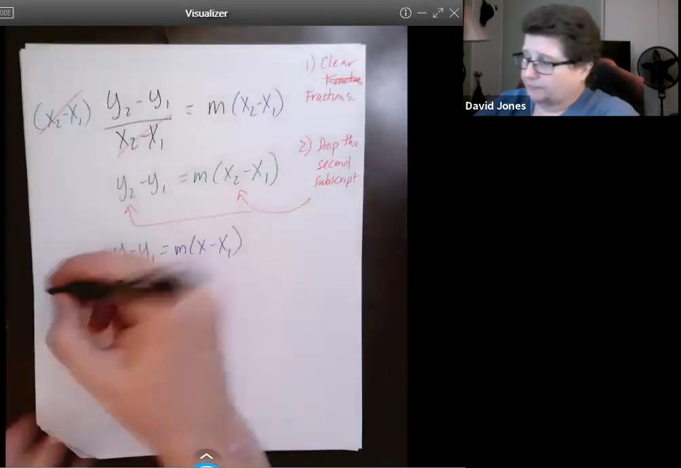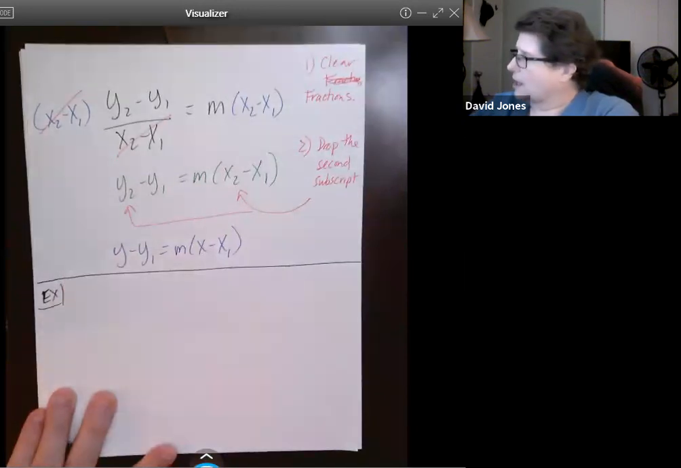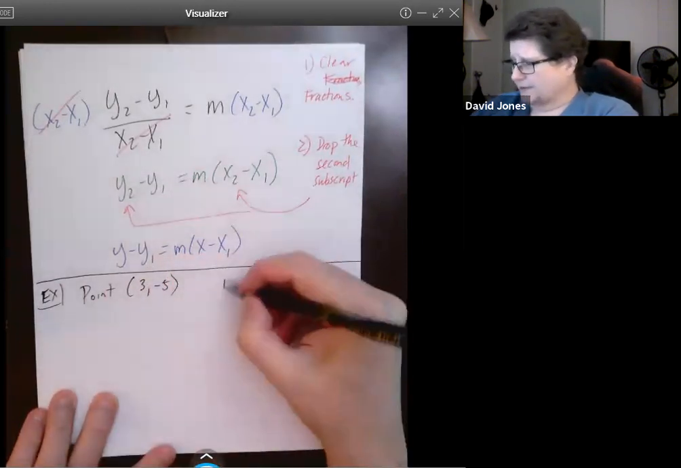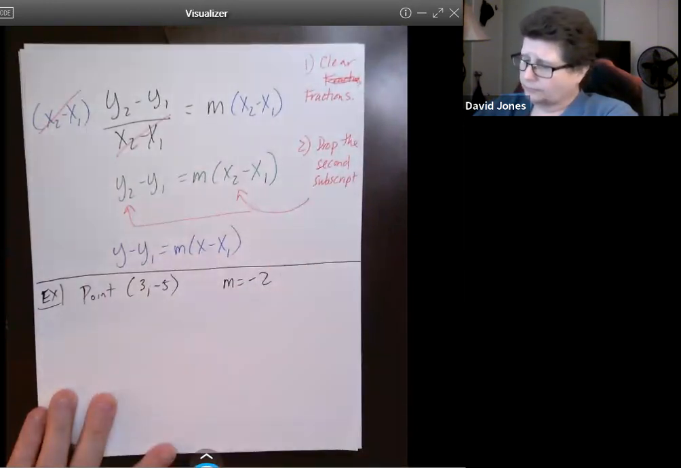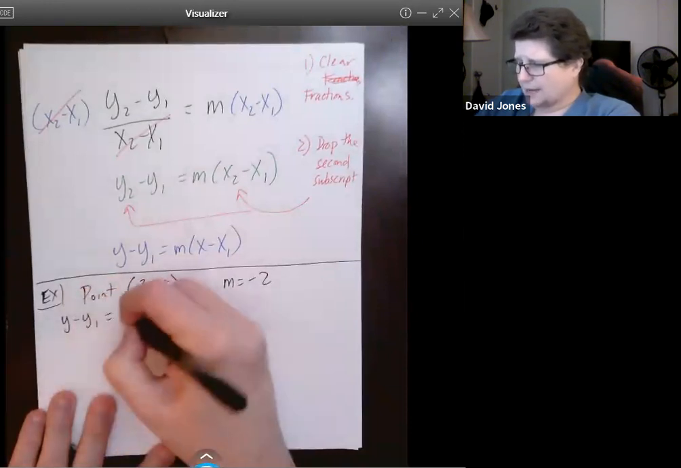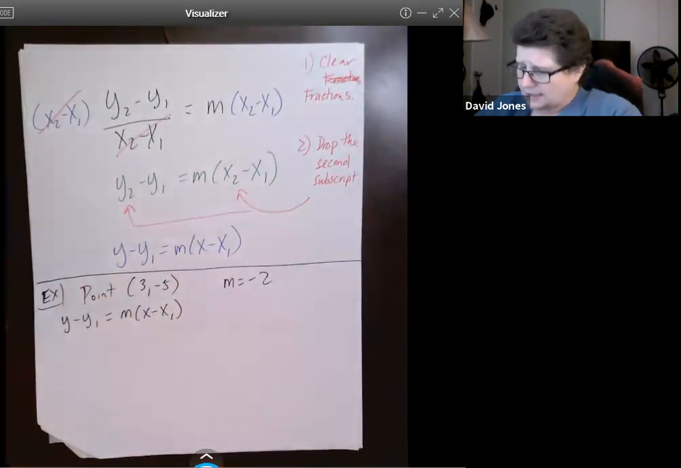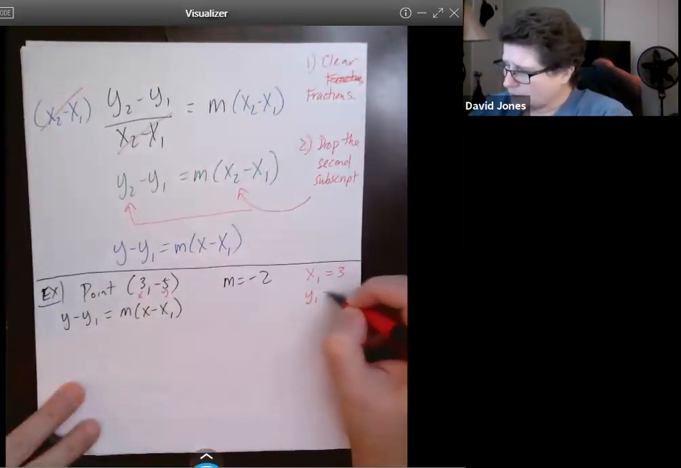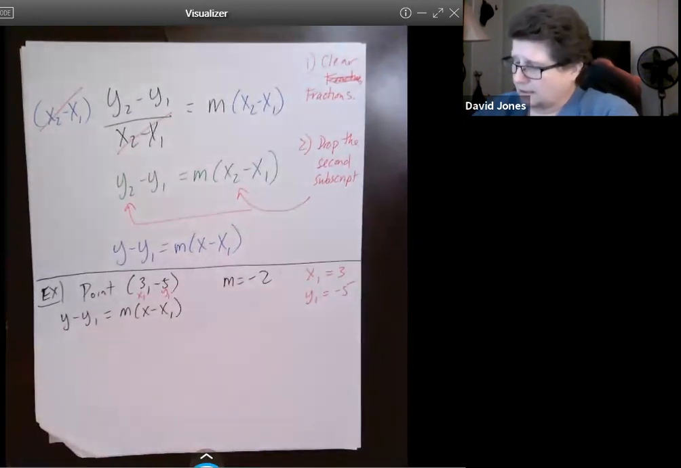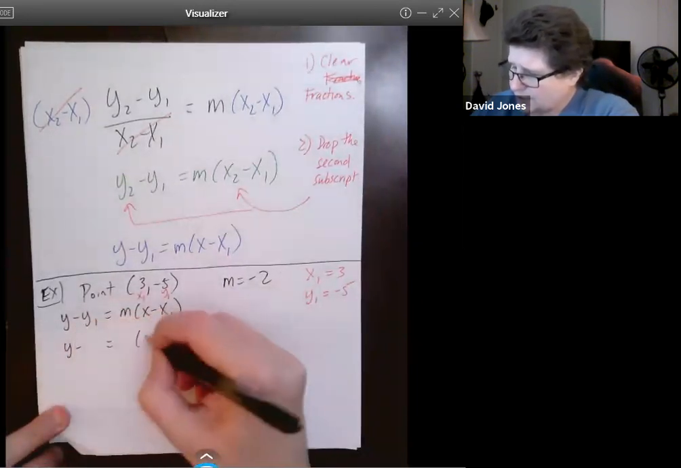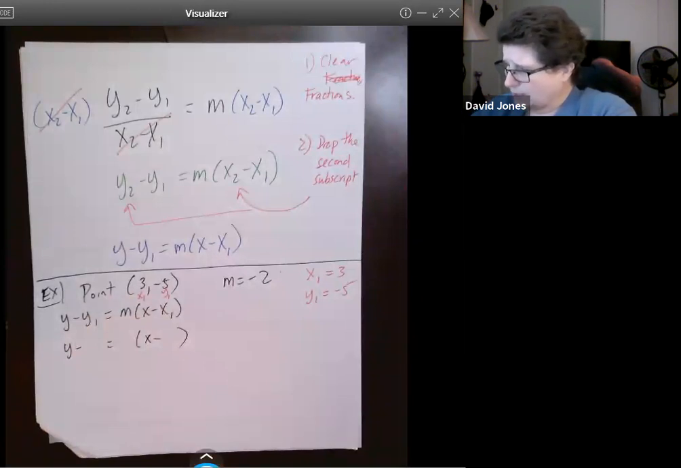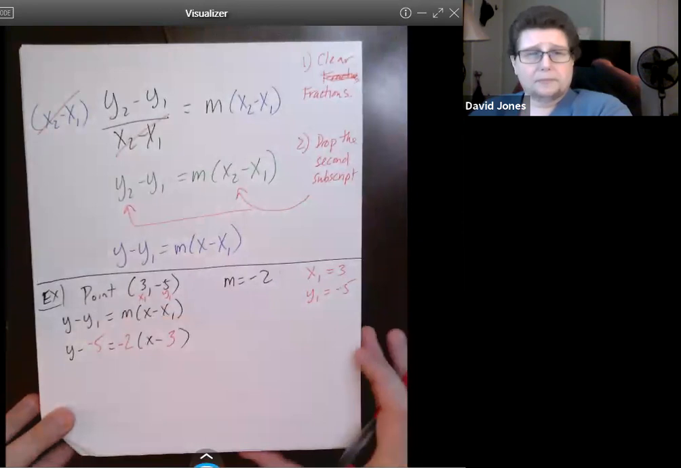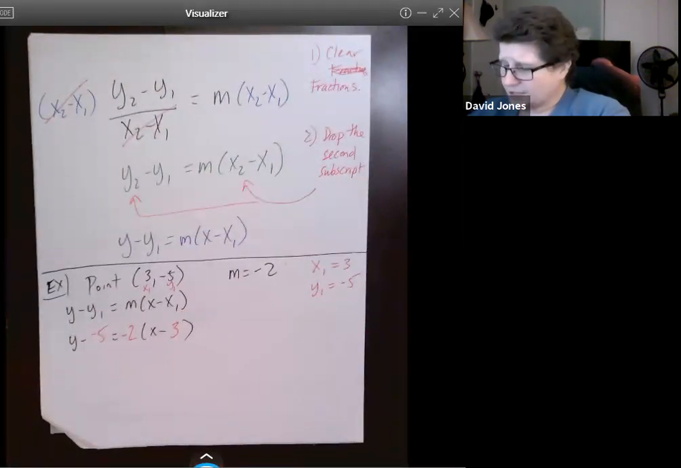Let me look at some examples. Let's say we have the point 3, negative 5, and a slope of negative 2. So we have y minus y1 equals m times x minus x1. And since we have that point, we're just going to use this as our x and our y. So x1 equals 3 and y1 equals -5. And I'm just going to replace those values in there. So x1 is 3, it goes over here. Y1 is -5, it goes right there. And m is -2, it goes right there. Just substituted the values in.